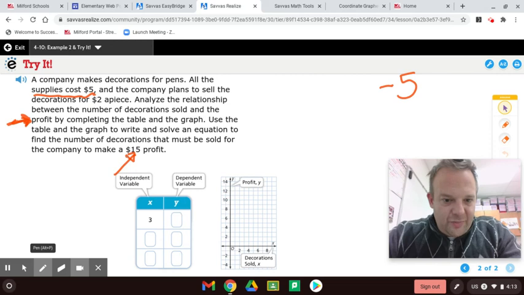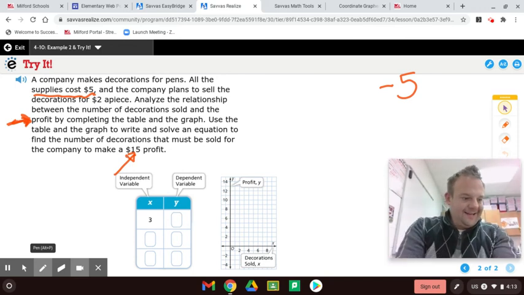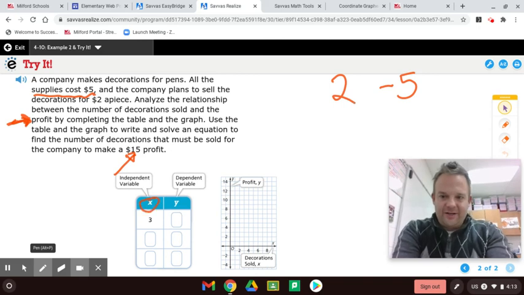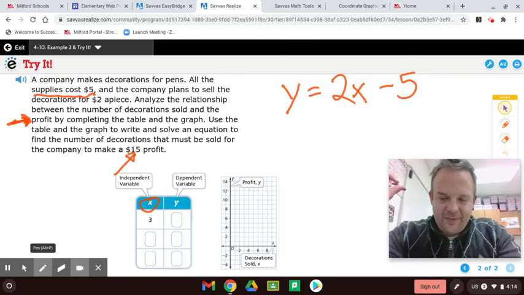So it's $2 a piece, but we're subtracting 5. We have 2, that's the independent variable, each item we sell. $2 times x, but we have to subtract 5, which is our initial investment. So y equals 2 times x minus 5 will give us our profit, because $5 is what we invested.